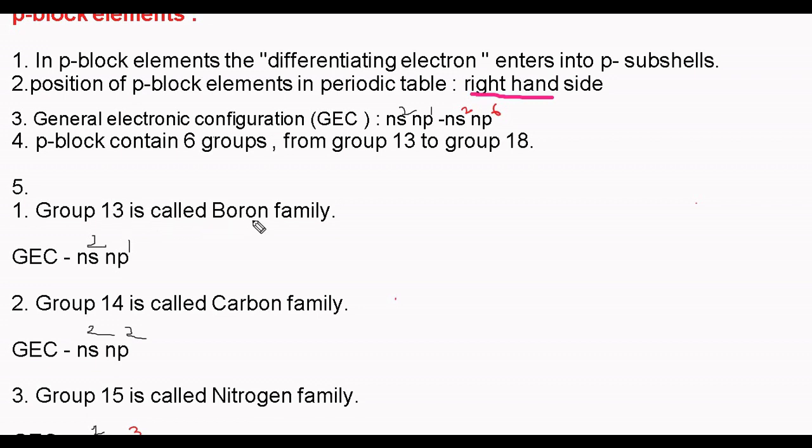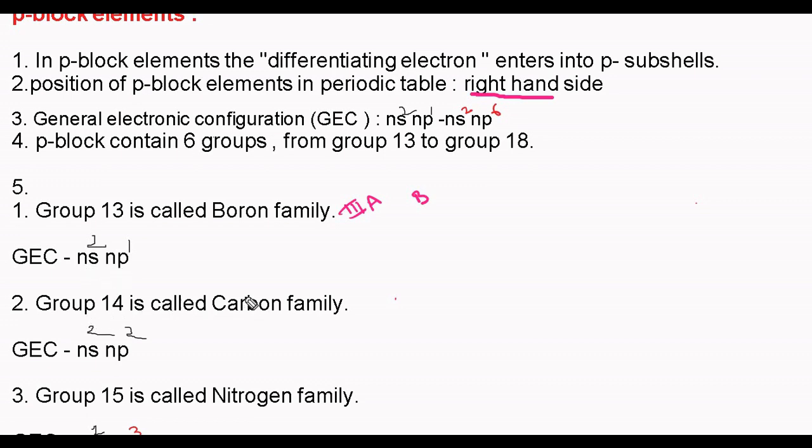The 13th group we generally call the boron family, or the third A group elements. This boron family begins with boron. The remaining elements are aluminum, gallium, indium, thallium. General electron configuration for this boron family or 13 group is ns2 np1.